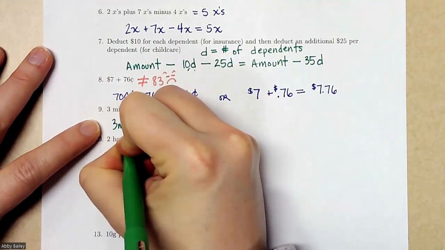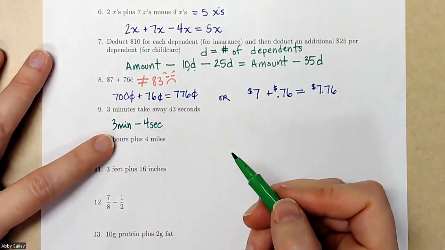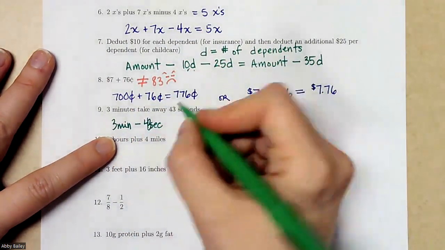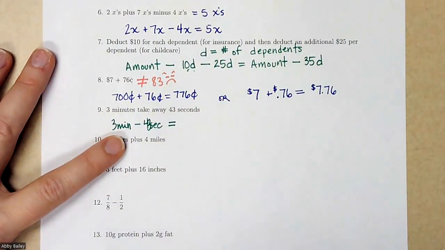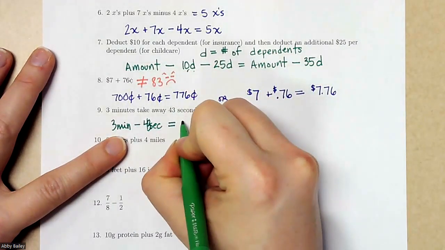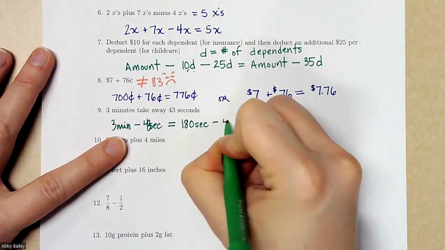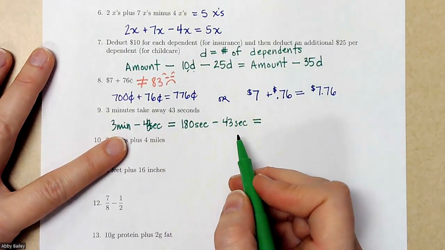Let's write it out so that we can see that they actually don't look alike right now. 3 minutes minus 43 seconds, which is equal to, there are 60 seconds in a minute, and there's 3 of them. So 60 and 60 and 60 makes 180 seconds minus 43 seconds. Now we're like and like, and we can take away.